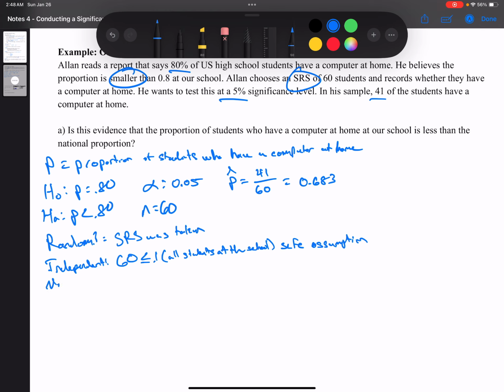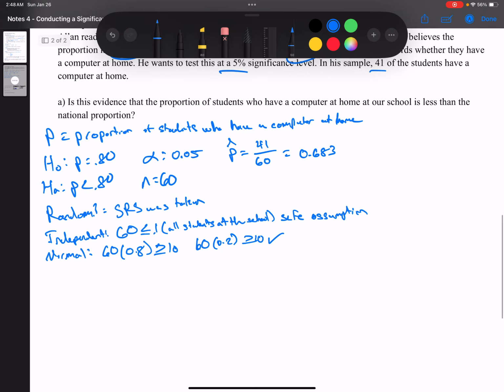Okay, and then is it normal? Okay, and that is checking our successes being greater than or equal to 10 and our failures, which is going to be 0.2 greater than or equal to 10. And both of these do indeed work out. So we're good to go there.